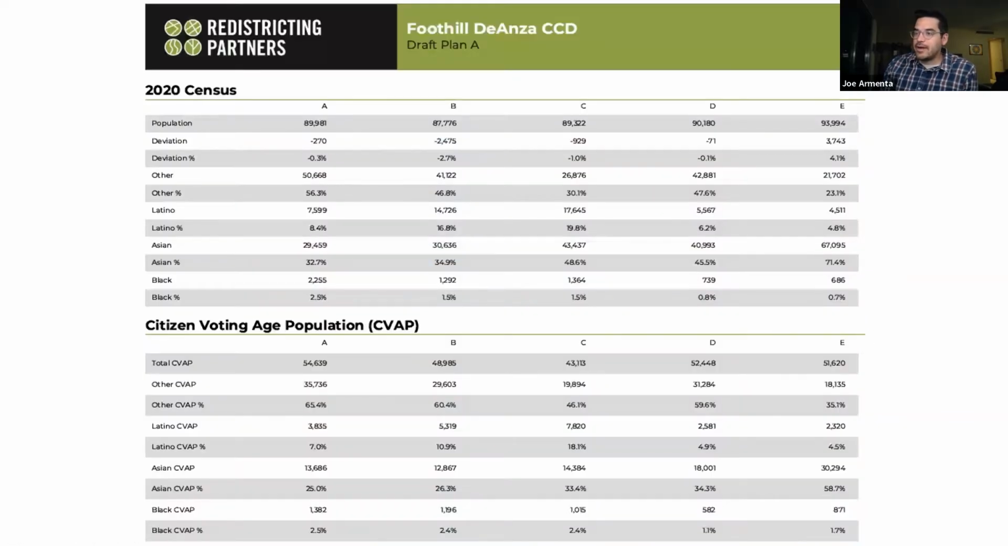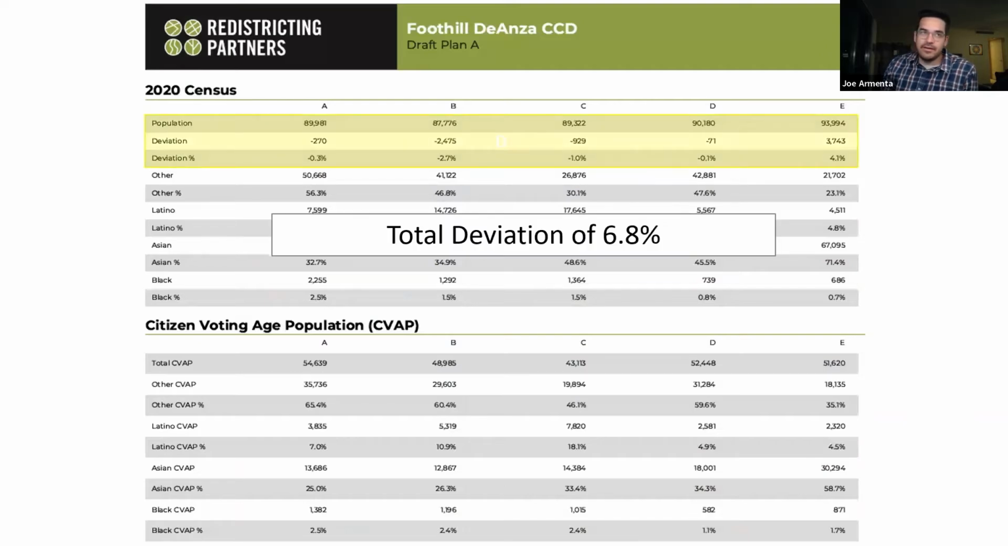When we look at the demographics, we are well within the allowable population deviation at 6.8%. Remember, we're trying to keep it under 10%, so this map does it. And then also in District E, there is a majority Asian CVAP district as well. So that's also included in this plan.